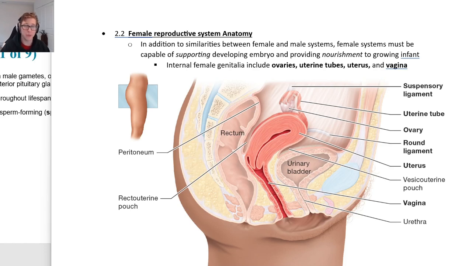Hello class, today we are going to be talking about the female reproductive system, and we're doing anatomy. Now, like I said in the male section, the female one is way more complex, but by the same token, it's also way more interesting.